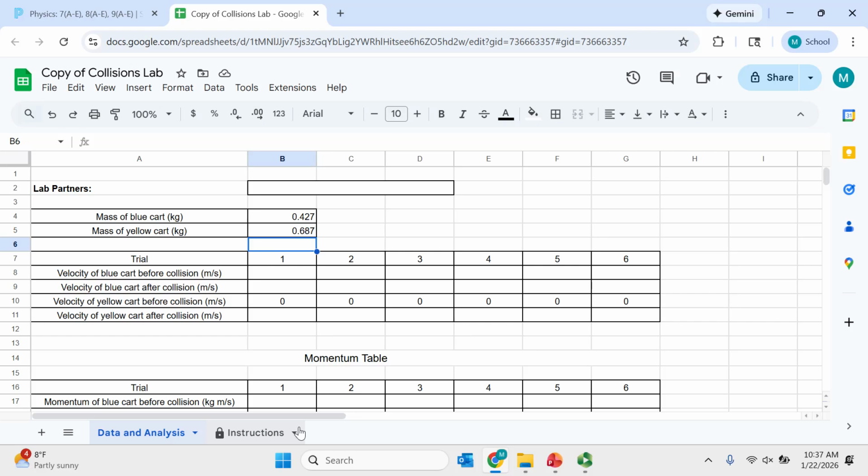There are two carts I have, one is blue and one is yellow, and I'm always going to be pushing the blue cart toward the yellow cart in this experiment. So the yellow cart was always initially at rest, and the blue cart is the one that I push initially.